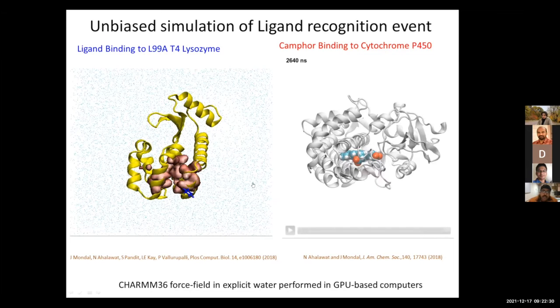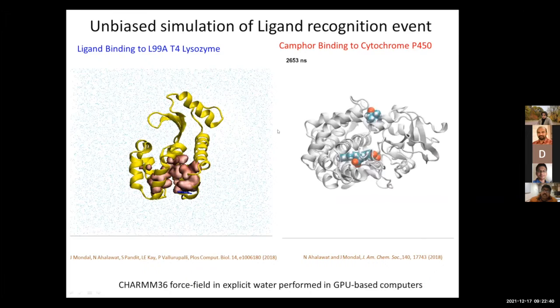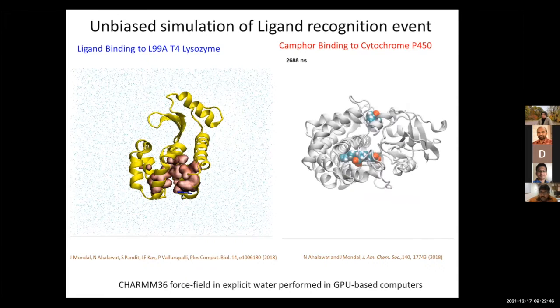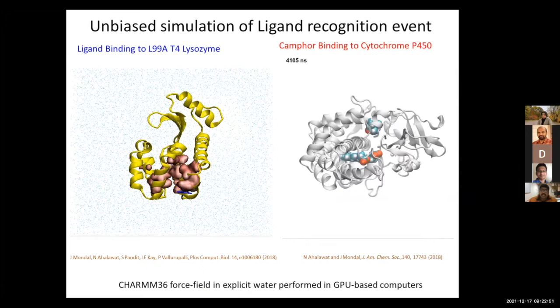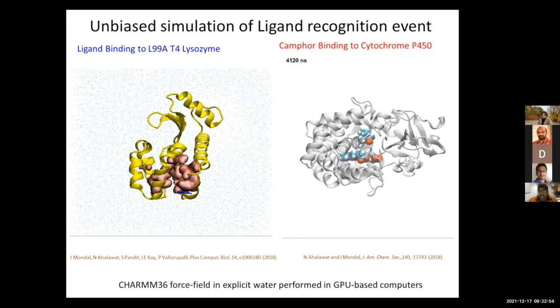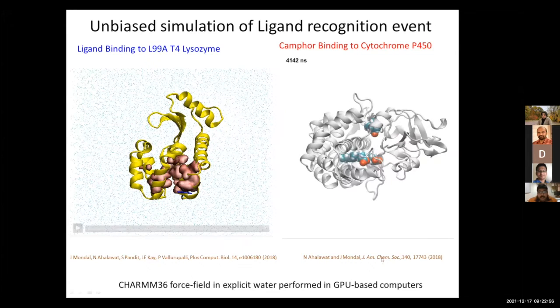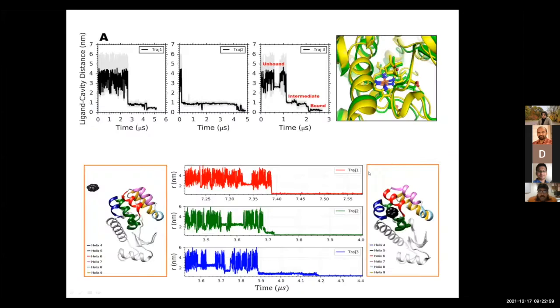Another system which we simulated was the camphor binding protein, cytochrome P450. In this system also, we have shown that if you place your ligand in the bulk solvent and allow it to diffuse, it slowly goes to an intermediate state and waits there, trying to do some chemistry, and then finally enters the binding pocket, which is also very deeply buried. We have not just run one long simulation, we have run multiple very long simulations, and we have achieved very interesting events in these simulations.